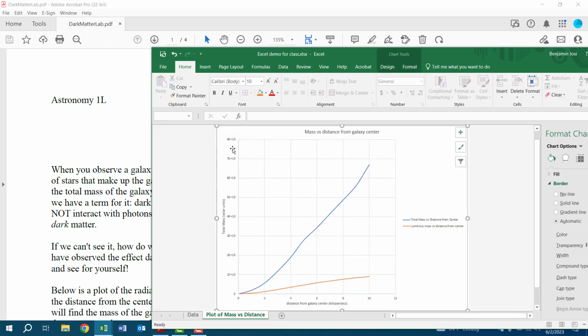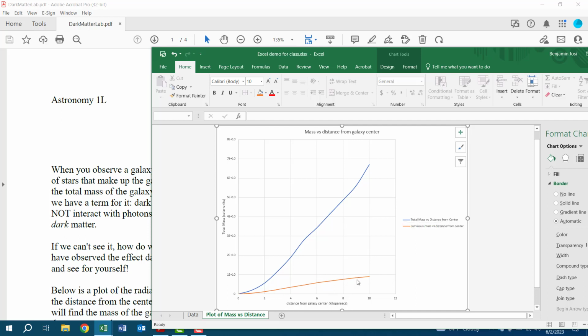You can see the appearance of the graph changed a little bit. It's like the numbers got shrunken. That's one of the disadvantages of putting it on its own sheet. There's probably a way to tweak that, but I'm still fine with this. When we look at this graph, we can see just how much more unidentified mass there is than luminous mass.